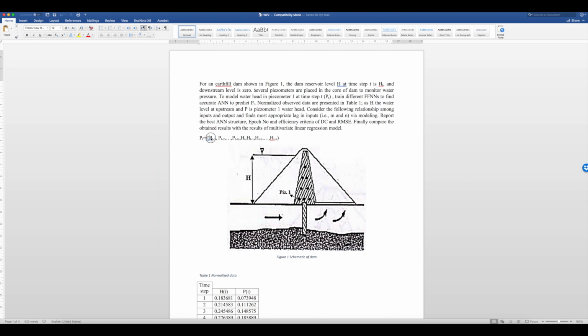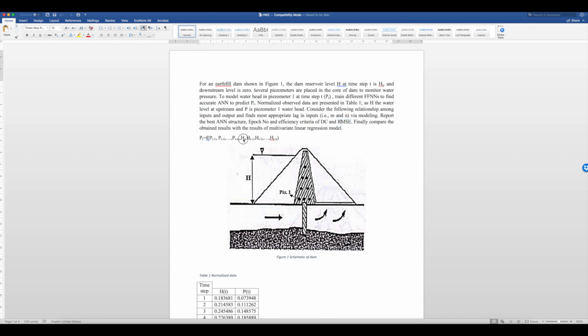In the first model, we use only PT minus 1 to estimate PT, and in the second model, we use PT minus 1 and PT minus 2 to predict PT. Of course, in every model we are going to calculate what is called the efficiency evaluation criteria, like R square, or coefficient of determination, and also we can use RMSE, or root mean square error, to evaluate the models.